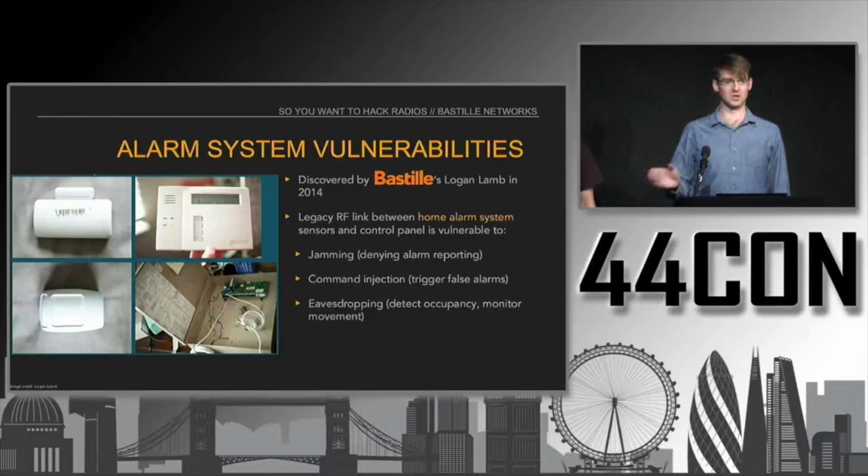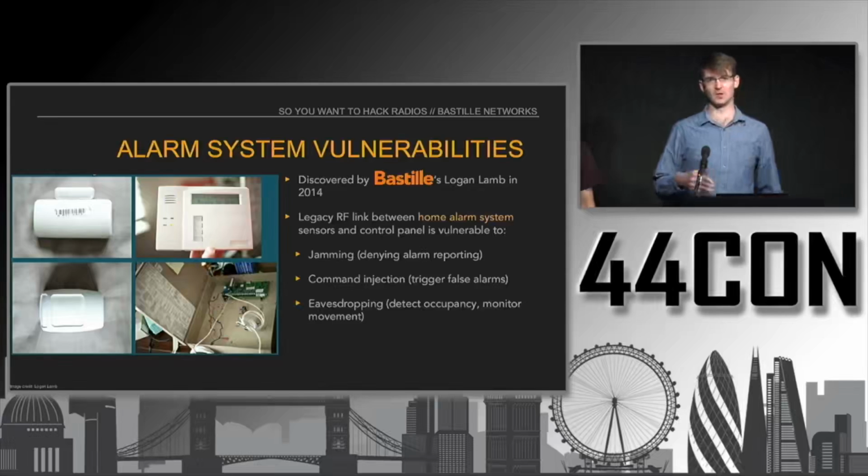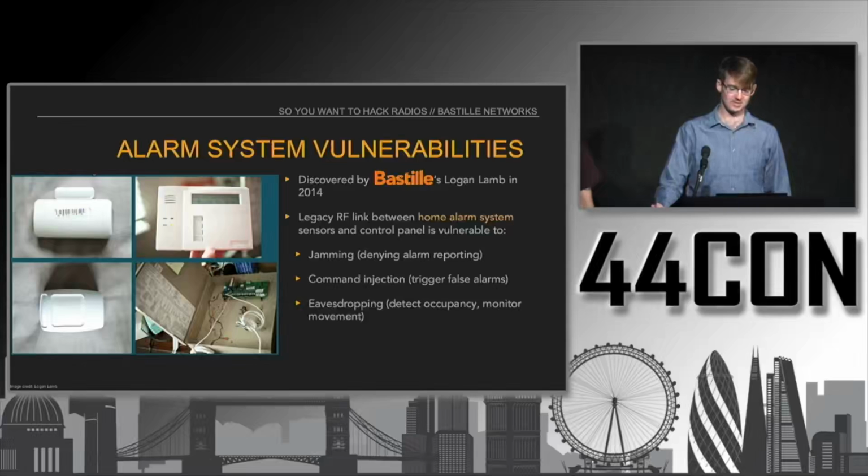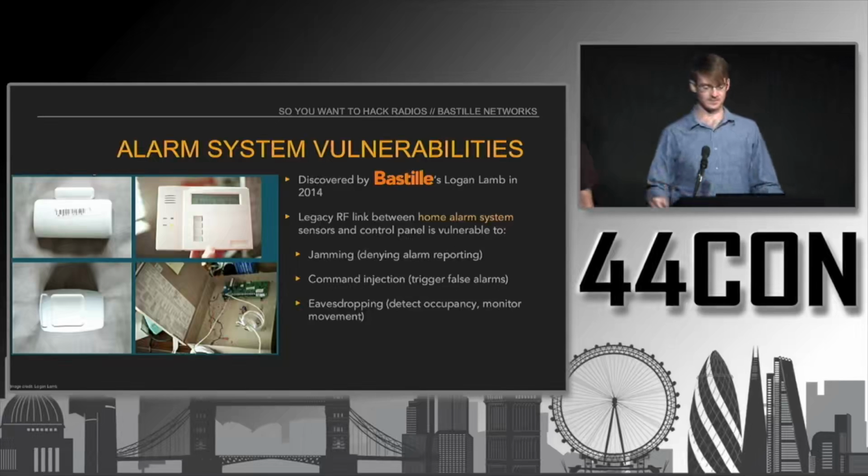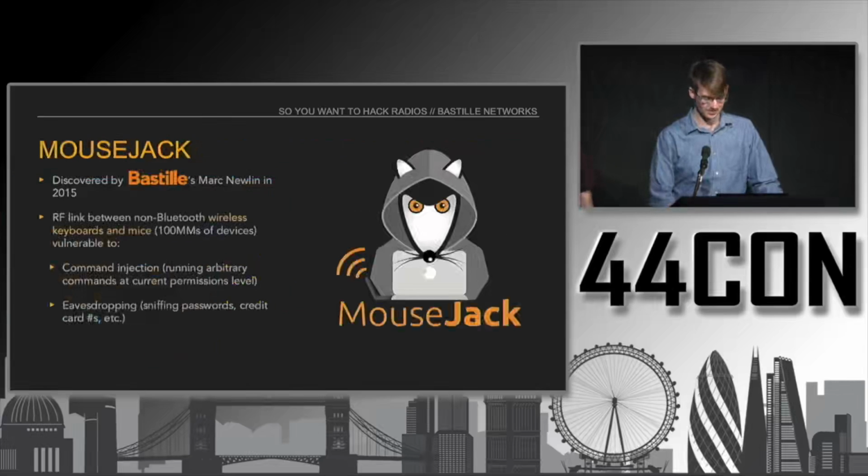Since it's a one-way link, there's no ACK, so the sensor can't know that it got through and can't know to retry if the message gets denied. So Logan was able to pretty trivially jam this channel so that alarms wouldn't get reported. You could just walk into somebody's house and it's as if they didn't have a home security system at all. He was also able to inject commands into the system to do things like trigger false alarms and all sorts of nasty things as well. That was made possible because it was this legacy link that was unencrypted, unauthenticated, and just nobody had thought to look at it yet.